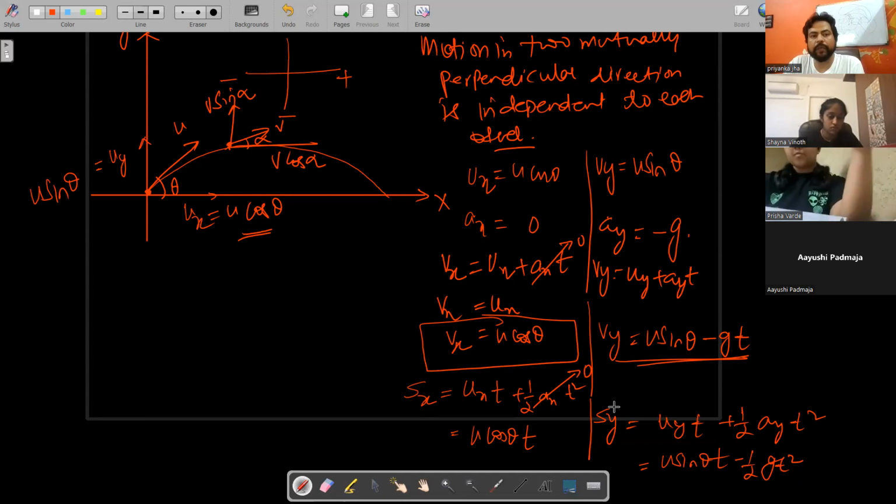Going forward, when we solve projectile motion questions, we'll do one thing first. We'll divide it into two components. We'll first make the table, and we'll write all the components along x-axis and all the components along y-axis, and then we'll solve. Right? Done?